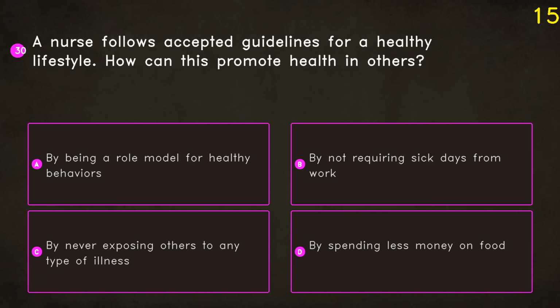Question 30. A nurse follows accepted guidelines for a healthy lifestyle. How can this promote health in others? A. By being a role model for healthy behaviors. B. By not requiring sick days from work. C. By never exposing others to any type of illness. D. By spending less money on food.